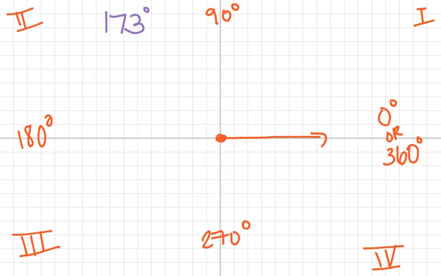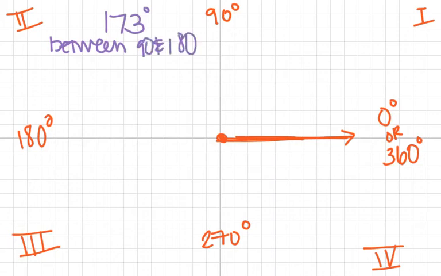All right. So here we are looking at 173 degrees. So we always know that the angle starts here at 0. So this is our starting side here. Let me make that look a little bit better. So we always know it starts here at 0. All right, and so 173 falls between which two numbers? Well, this is between 90 and 180. So that angle is going to come into quadrant 2.